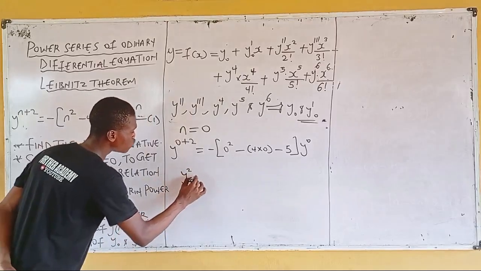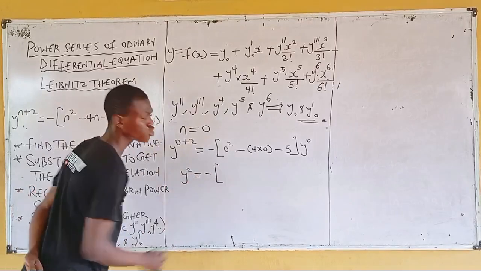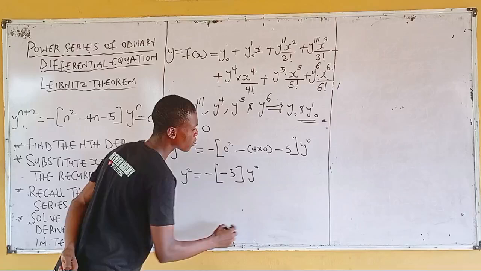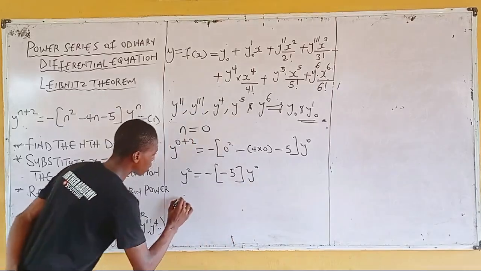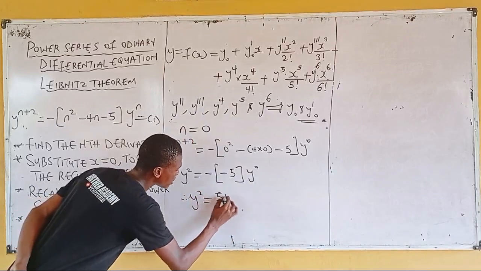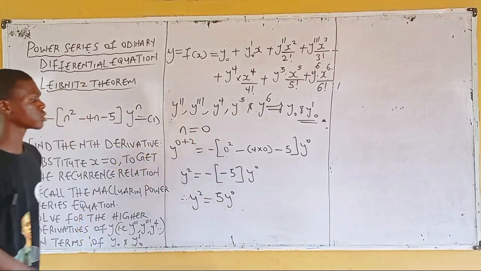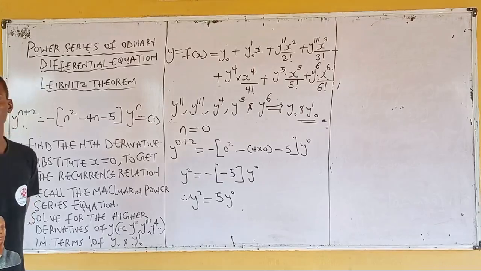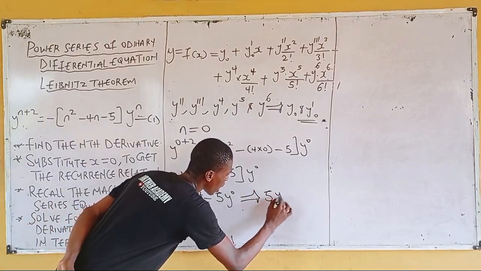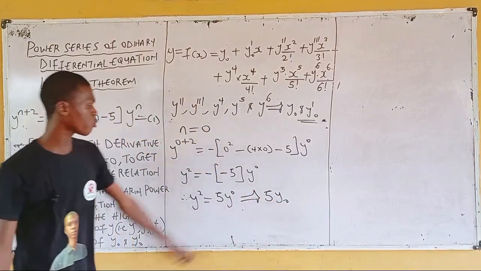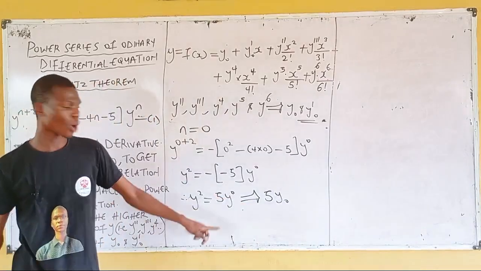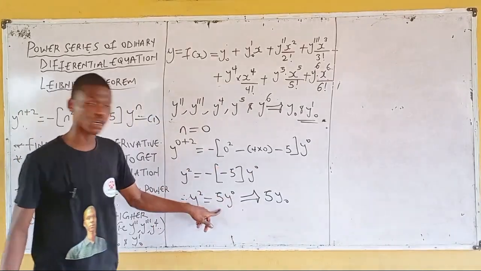I have y raised to the power of 2, equating that to negative all into bracket, this becomes negative 5 multiplying y raised to the power of 0. Therefore, y raised to the power of 2 is equal to positive 5 multiplying y naught, which implies 5y naught. By the time we simplify this, you get this, right?